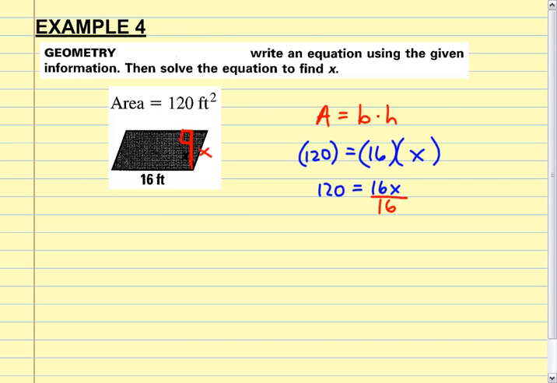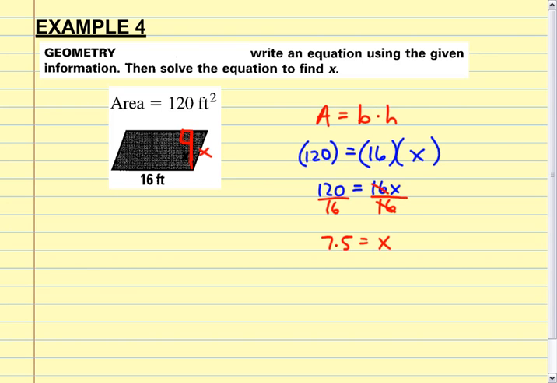But this is algebra, and what does algebra tell us to do? Suzette? What you do to one side, you have to do to the other. So I'm going to divide the other side by 16 as well. Okay? What do I have remaining on the right side? Pace? X. X, because the 16's just turned into 1, and we don't have to write 1 in front of the variable. We know it's there. Maggie H, what is 120 divided by 16? 7.5.